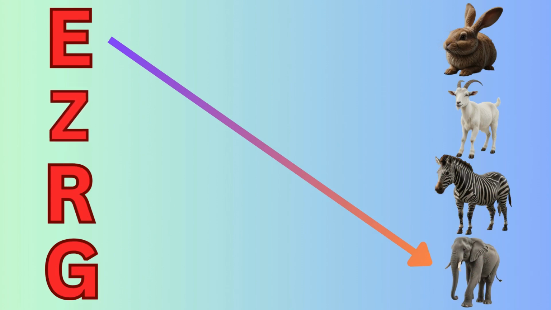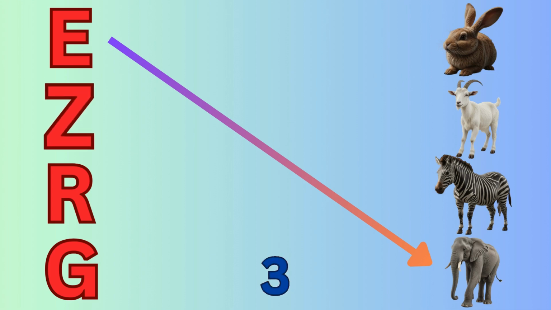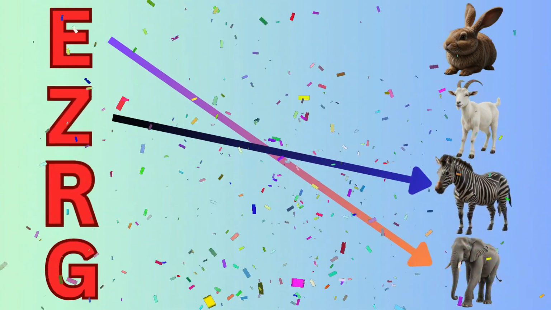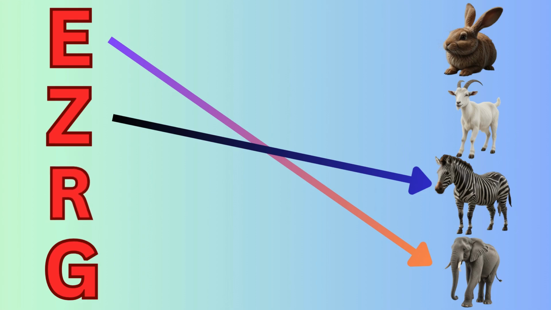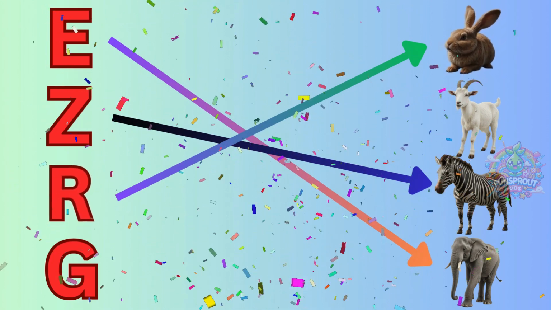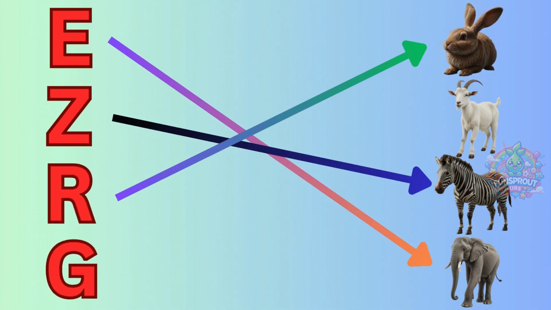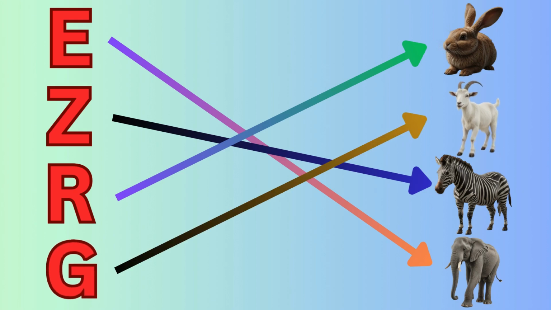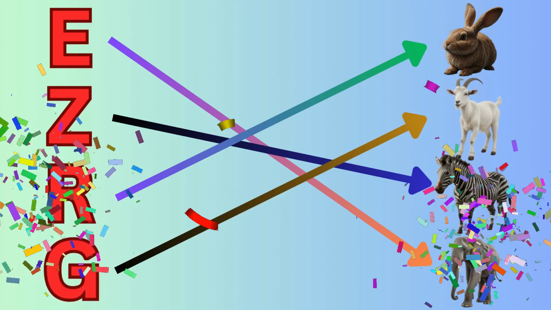Z for zebra. Whee! R for rabbit. Whee! G for goat. Woohoo!